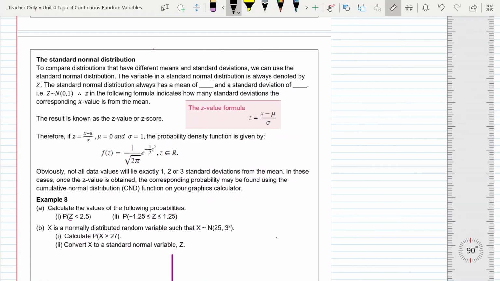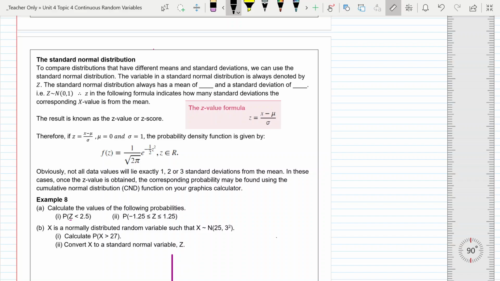Hello grade 12s. Right, today we're going to be looking at the standard normal distribution, and this we use when we need to compare any two distributions that don't have the same mean, don't have the same standard deviation, and we reduce both of them to the standard normal so that we are comparing apples with apples. Okay.